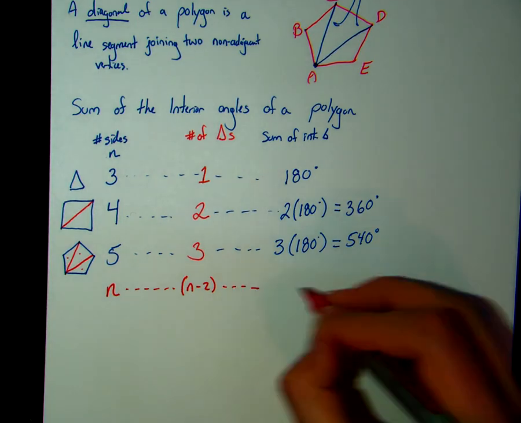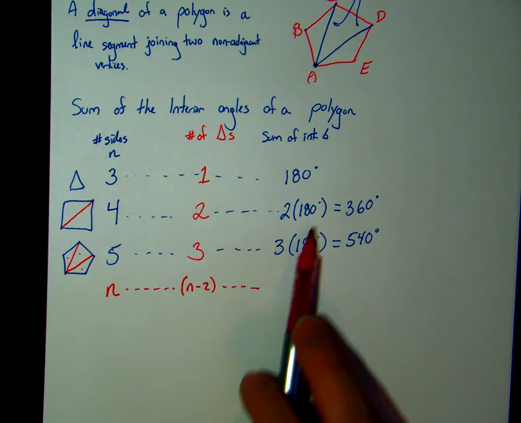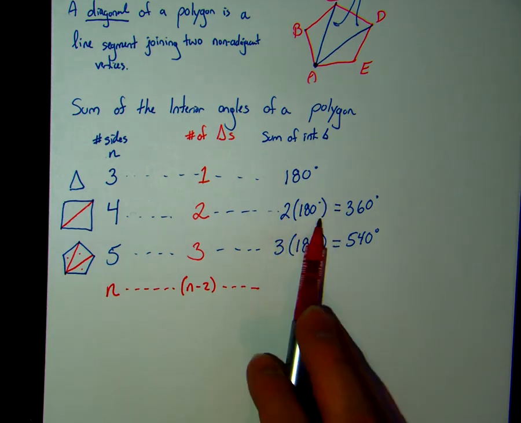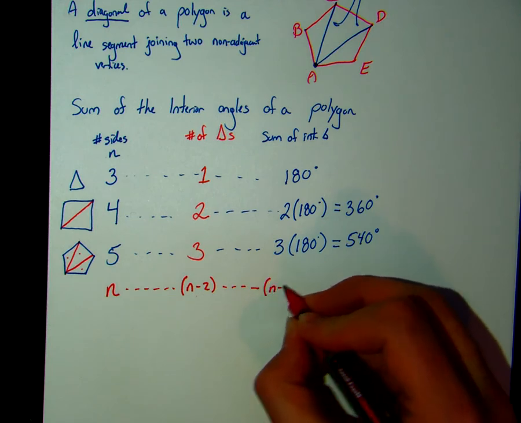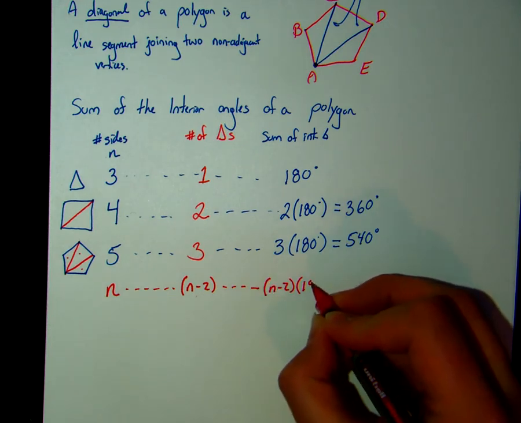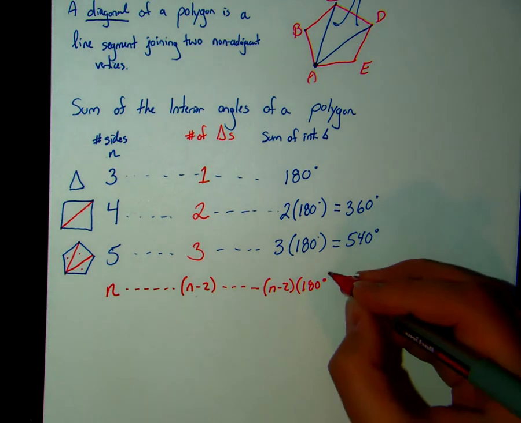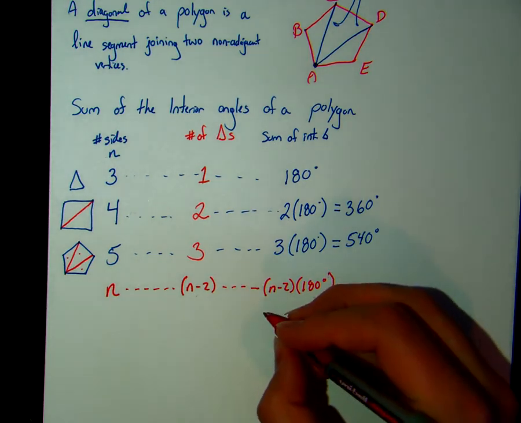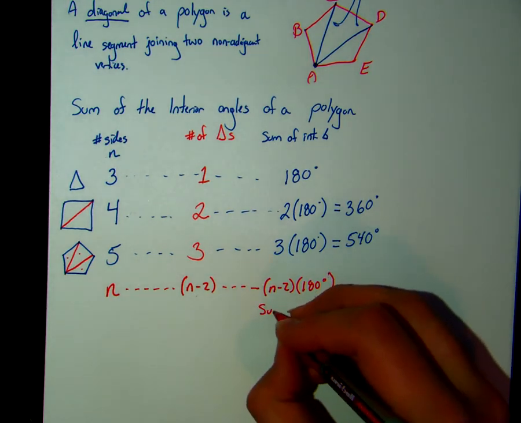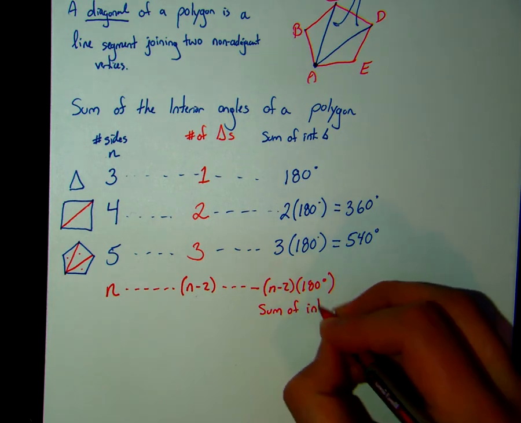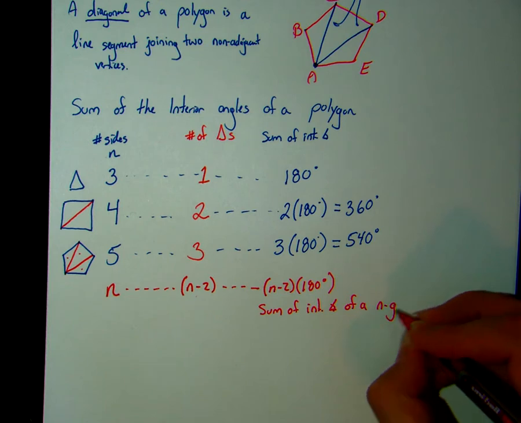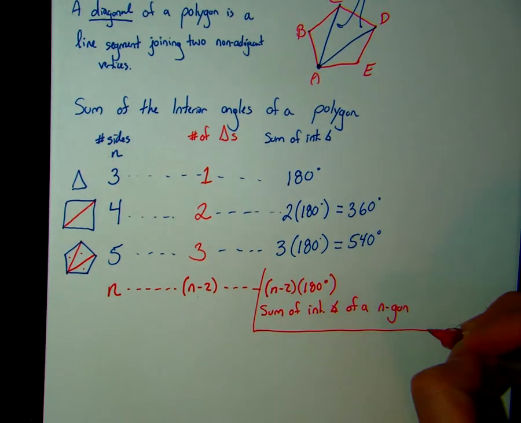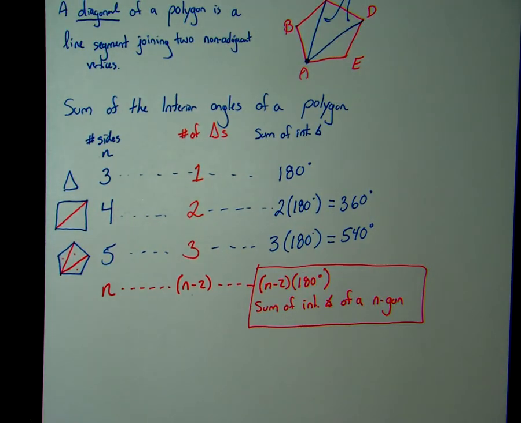So this now gives us a theorem. The reason why I left the 2 times 180 and the 3 times 180 in is so you can see this continuation, where it's the number of triangles times 180 degrees. And so this is our theorem: the sum of the interior angles of an n-gon, an n-sided polygon. And we're going to utilize that.